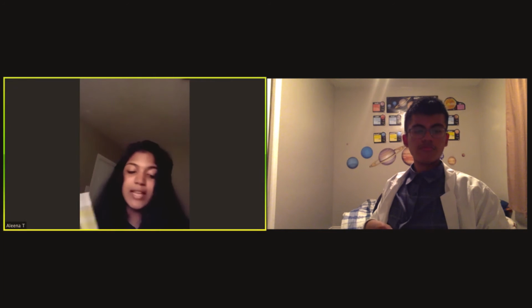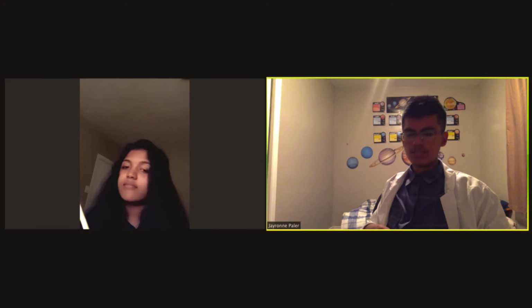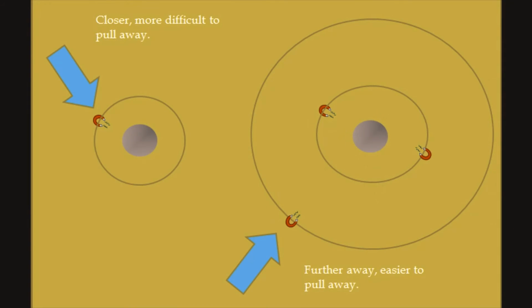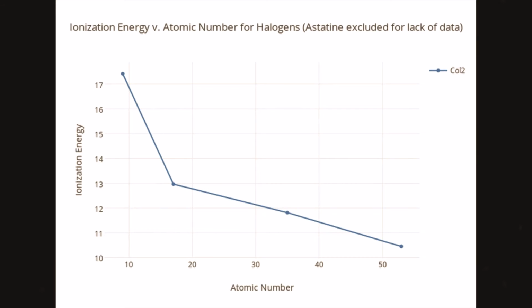I'm not really sure, but is it because of increasing atomic radius? Yes, that's true. As you move down the group, ionization energy decreases because of increasing atomic size, because the valence electrons are getting further and further away from the nucleus. There's not that much attraction, so you can free those valence electrons with less and less energy. So, thus ionization energy decreases down the group.